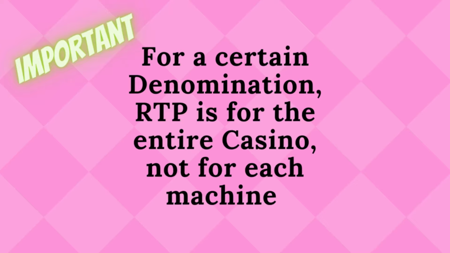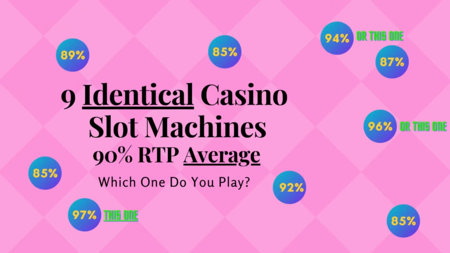So if you look at it and the dollar machines have the best RTP for you, remember that's for all the machines, and they may have 60 machines in there. Let's use an example. In the dollar machines, let's assume that this casino has 9 identical slot machines, and the casino has a 90% RTP. Well, it sounds good, but which machine do you play? You'll notice on the blue dots that the RTP of each machine can vary from 97% to 85%.